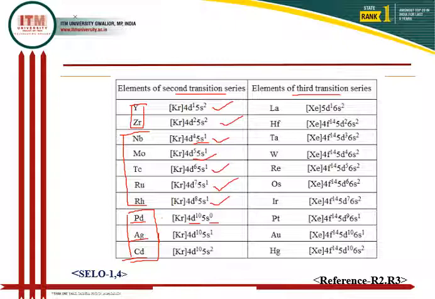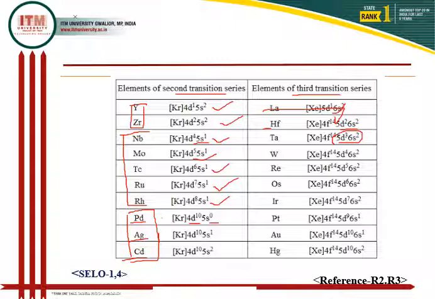Now if we compare with the third transition series, the 5d, it starts from lanthanum, that is 57. It has 5d1, 6s2, similar to yttrium. Similarly, hafnium, which is 72, has 5d2, 6s2, similar to zirconium. Then we have tantalum, 5d3, which has 6s2. It is different from niobium.